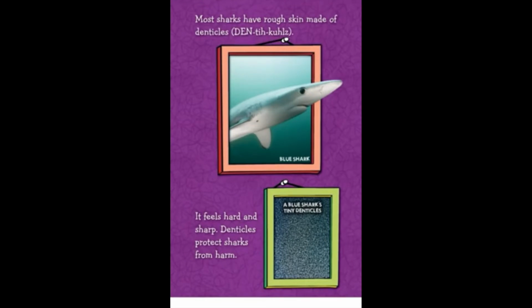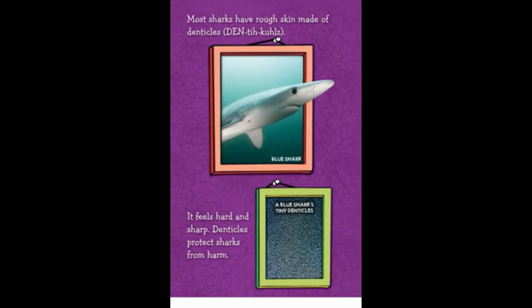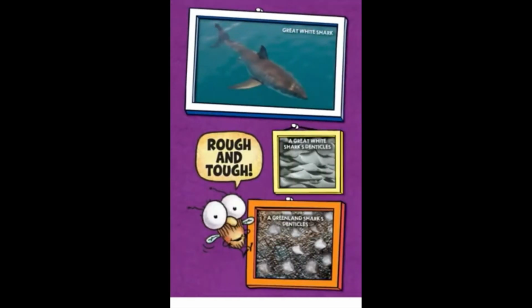There's a blue shark and a blue shark's tiny denticles, or parts of skin. The rough skin. It's a great white shark, rough and tough. A great white shark's denticles. Ooh, they look really pointy. A Greenland shark's denticles are at the bottom. They also look pretty pointy to keep their predators away.